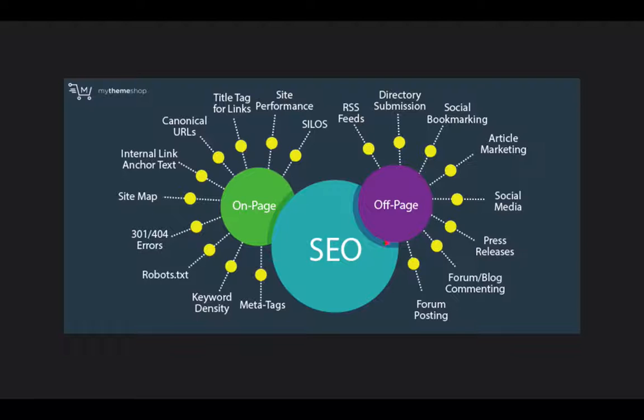Okay, so just to give you an idea, on page we're looking at the site performance, actually site speed, and all those things: title tag and links, canonical URLs, sitemaps, robots, keyword density, meta tags. These are all very technical, but it's just to give you an overview of what we're doing the first month. And then SEO also consists of the month-to-month optimization. This would be directory submission, social bookmarking, article marketing, social media, forum posting, blog posting, and press releases.